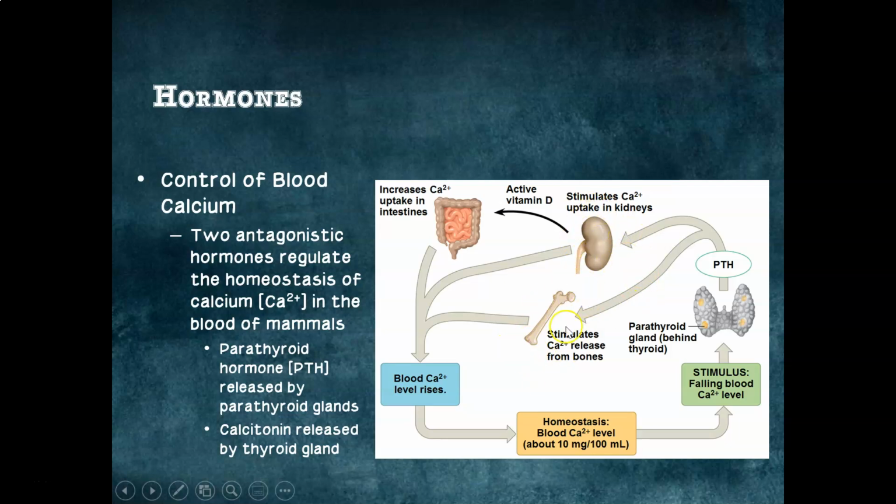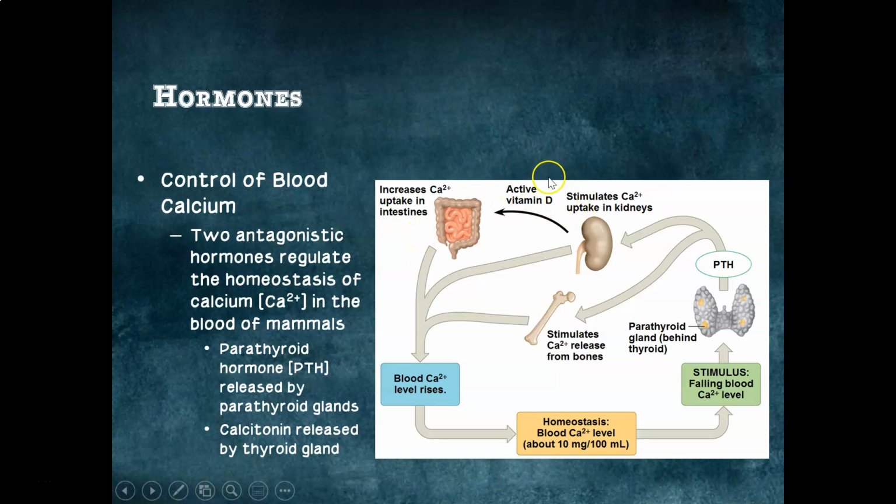And then it also is stimulated by the potential release of calcium from your bones. So you should have somewhere on the order of about 10 milligrams per 100 milliliters of calcium in your blood at any given point in time. If the blood level is falling, that's going to stimulate your parathyroids to then stimulate the release of calcium from your bones, as well as to stimulate the uptake, meaning the keeping of that calcium, from your kidneys as well as from your intestines.